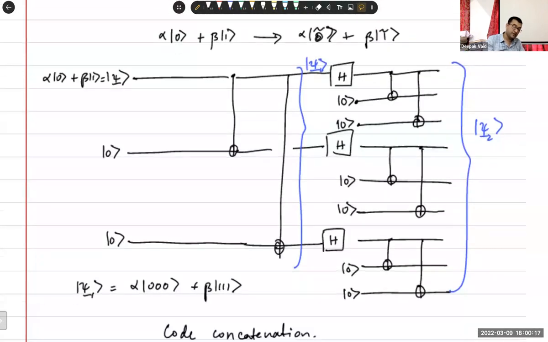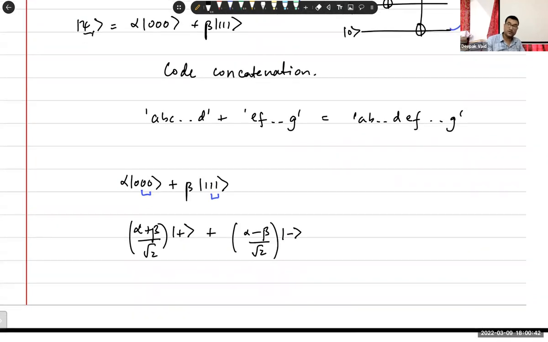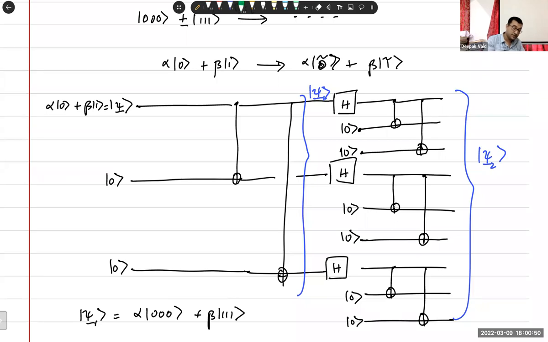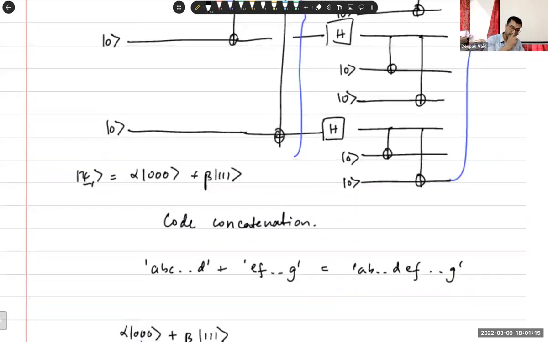And so what will be the effect of this? If you apply the Hadamard, you'll go from alpha 0 plus beta 1 to the Hadamard basis. Now I'm working only with the first qubit. I put the second and third qubit in hibernation. After this Hadamard is applied, let me call this state phi, with qubits 2 and 3 hibernated. Meaning they are there, we're just not worried about them. We know what their state is.